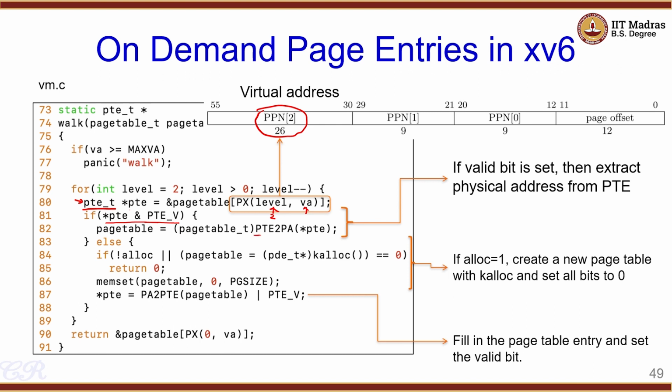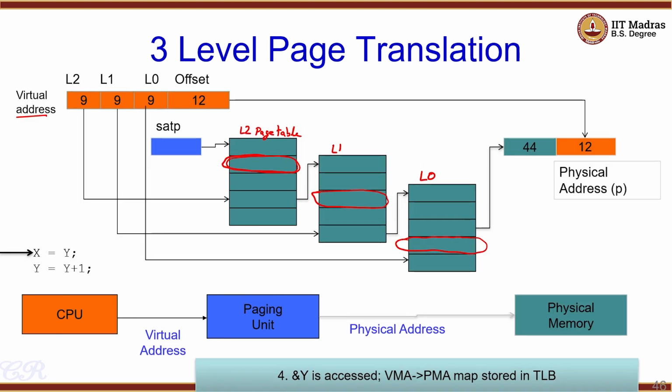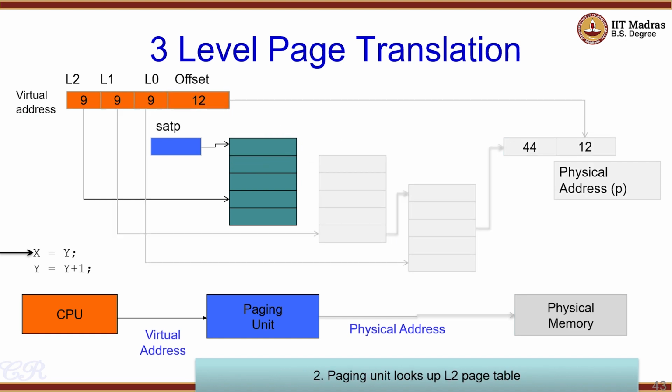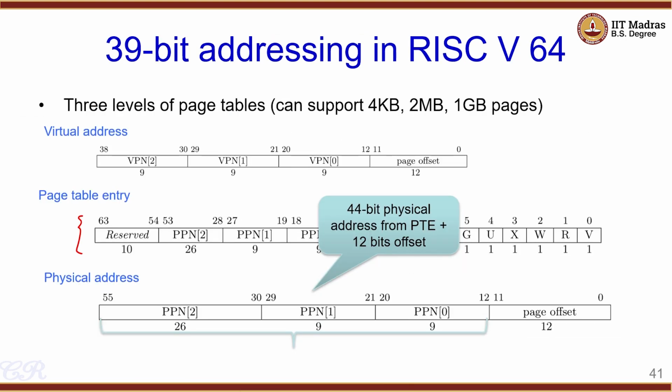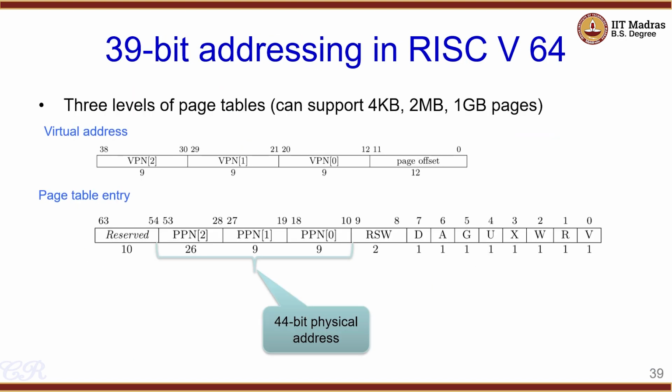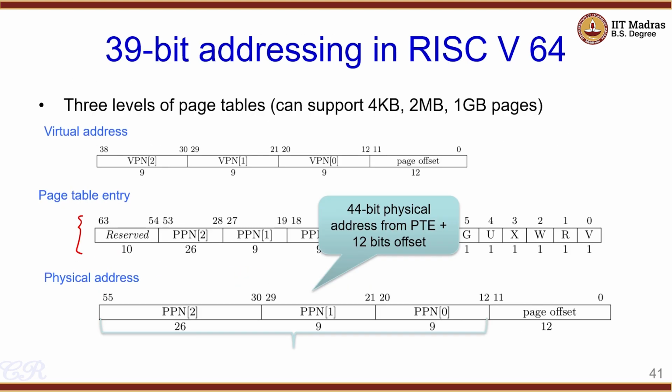So you can now get the next level of page table. So what are we trying to do over here in line 82 is checking the valid bit. If this bit is set to 1, then we get the 44 bits corresponding to the next level of page table, right? And then we can, in the next iteration, look at the next level of page table.